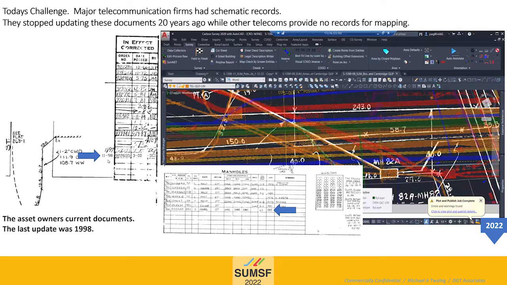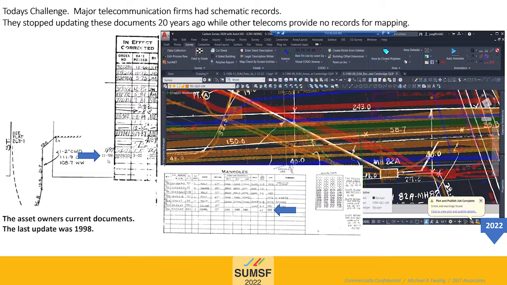And this is really important because using legacy documents, while very good, we do note that some of the asset owners have stopped updating their records. So we see that on the left side here, we have the last update and revision to a telecom owner's documents was in 1998, and obviously we know that by 2022, there's a lot more utilities added into these streets.